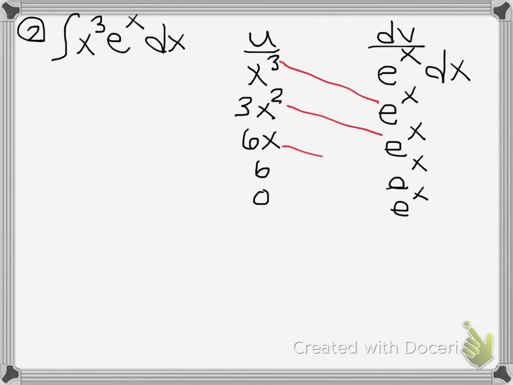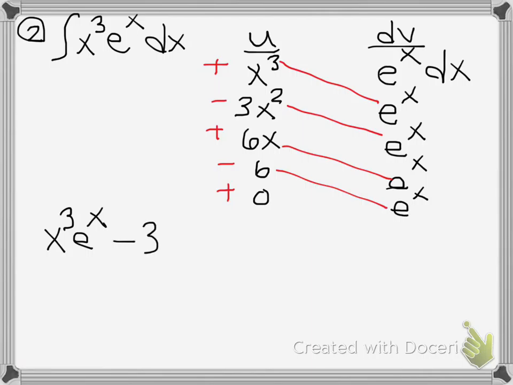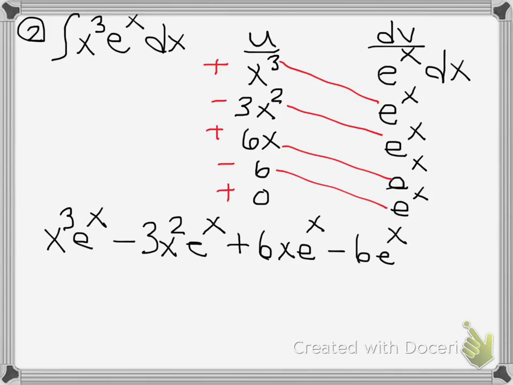1, 2, 3, and 4. Start with a positive sign, alternate, and write your final answer. So I have x to the third, e to the x, minus 3x squared, e to the x, plus 6x, e to the x, minus 6e to the x. And what do we have to add? Plus our constant. Okay, so hopefully you're falling in love with the tabular method because it's very quick and easy and we like it.